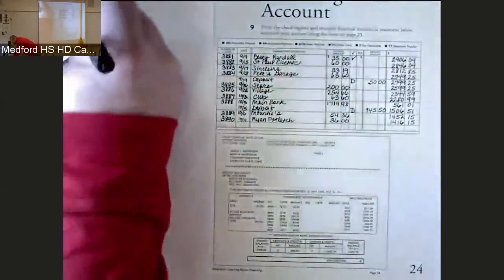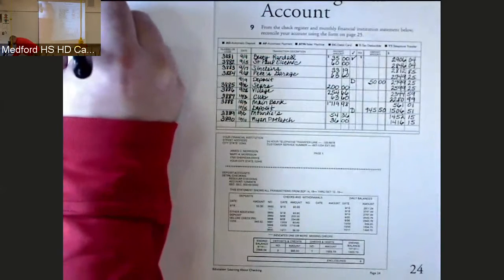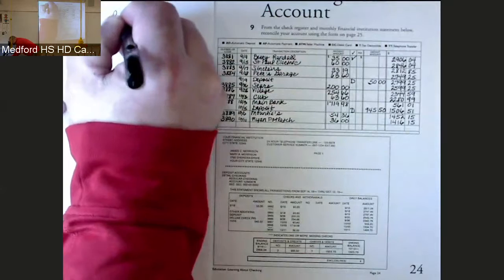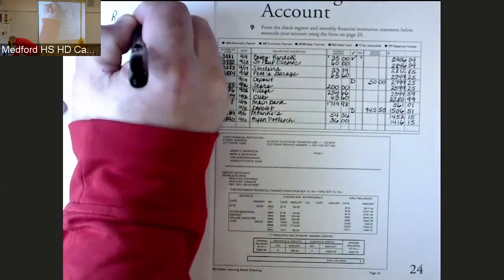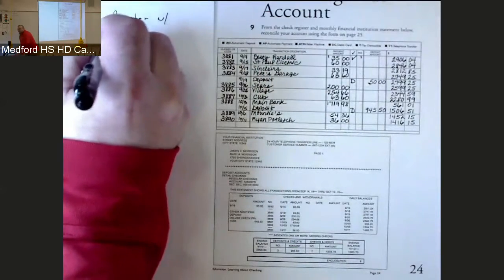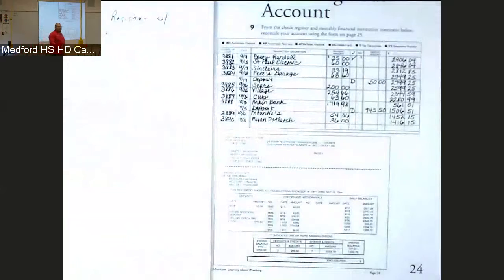is compare the register with the statement. You need to make sure that everything that is on the statement is in your checkbook register. And realize that everything that's in your checkbook register may not be on the statement.